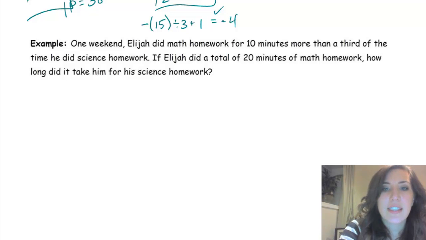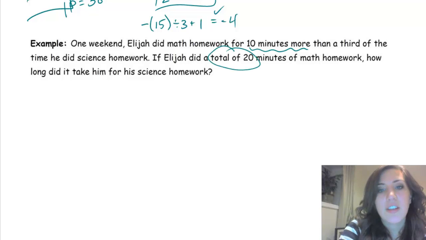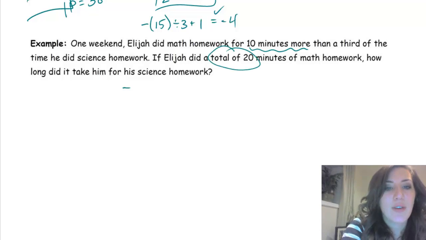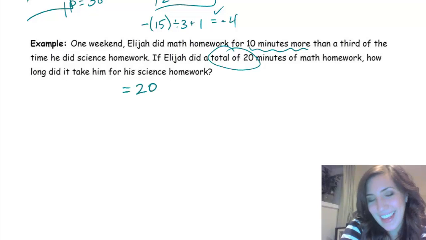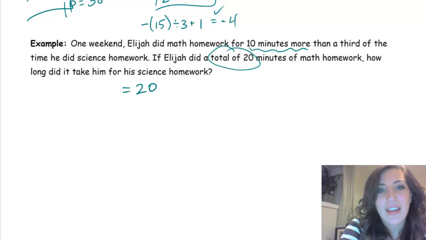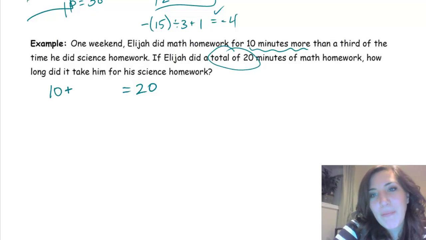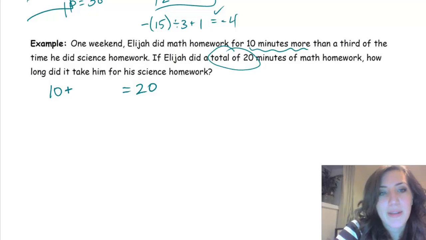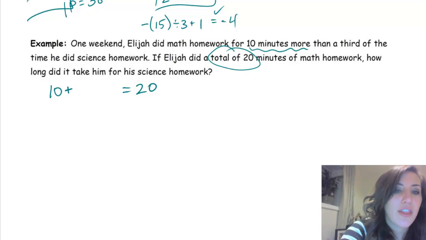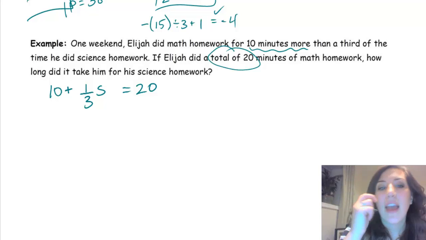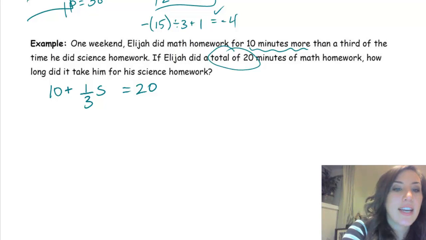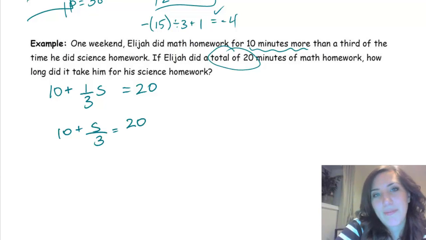Well, first thing I see is 10 minutes more and a total of. So usually a total of means that it equals to 20. So that would be like the answer to our equation. 10 minutes more is usually 10 plus, 10 more than a third of the time you did science. And so 1/3 of the science time. And you can say 1/3 science, or you could say 10 plus the science time over 3 equals 20.